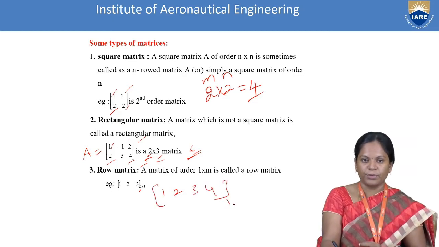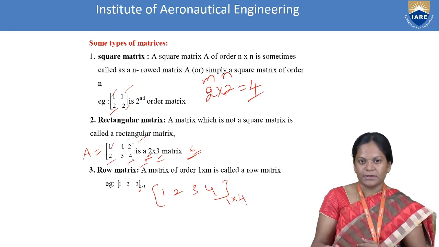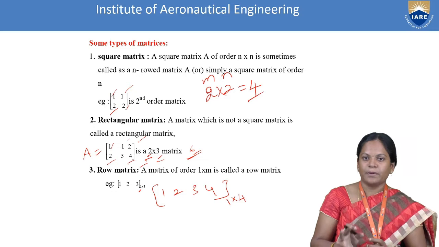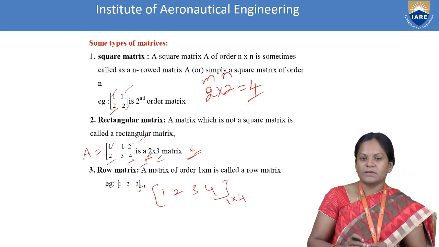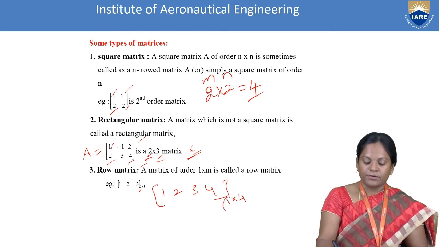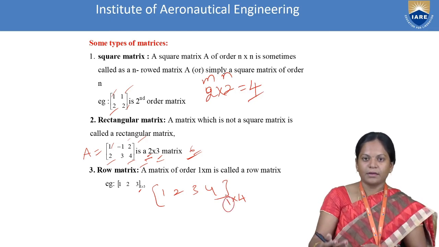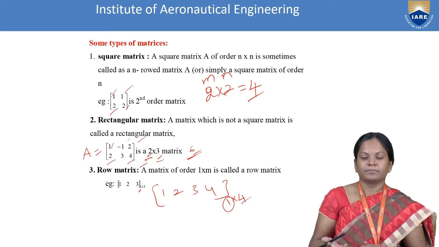We have only one row and the columns are 4. So this is a 1 by 4 matrix. Then the matrix is said to be a row matrix. In this we have only one row. So always in a row matrix, the first entry is 1 and n is anything, such as 2, 3, 4 or anything more. Then the matrix is said to be a row matrix.